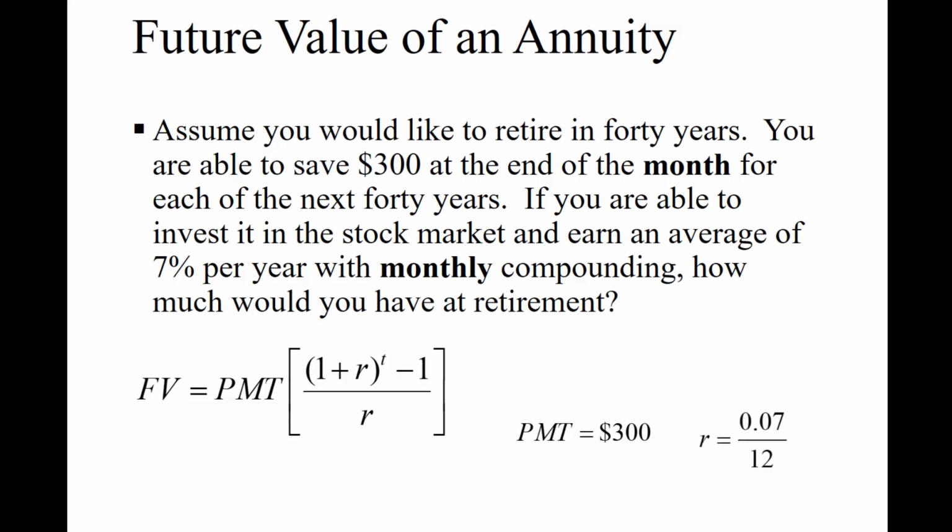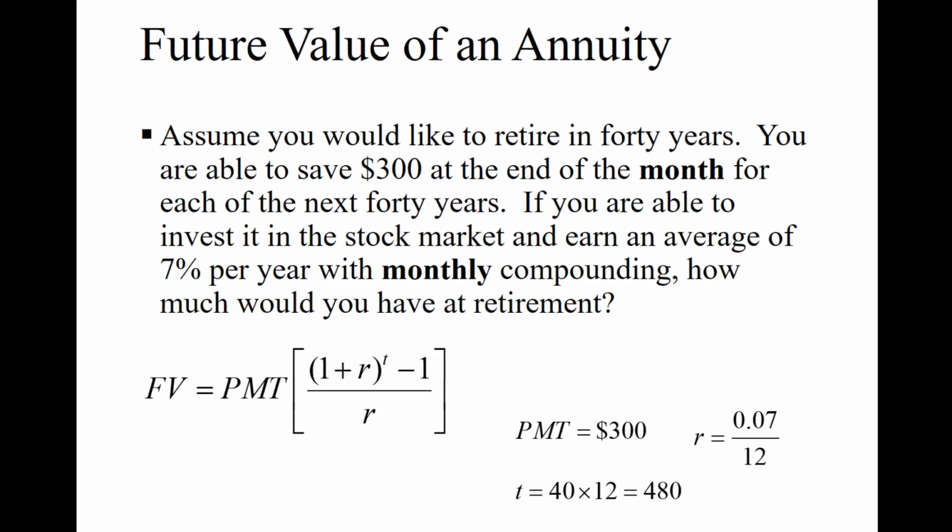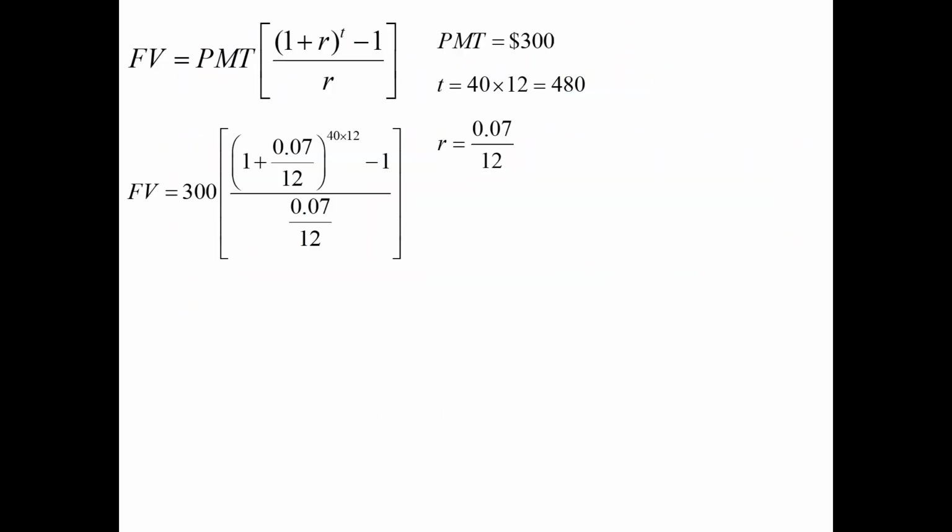Our R is going to be 0.07 divided by 12. Again, in these equations, we're going to use a periodic rate, and because we're going to earn interest on a monthly basis, we have to divide by 12 because there are 12 months in a year. Our T is going to be 480, or 40 years times 12. Again, we multiply by 12 because there are 12 months in a year. And here you see the first step and our inputs, and we'll continue with this process.